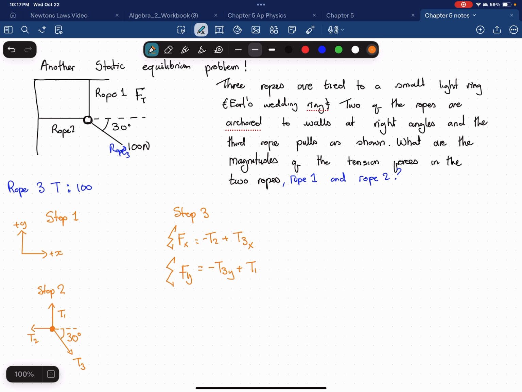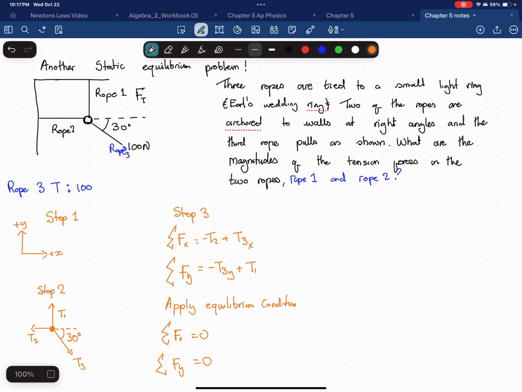Now for equilibrium problems, because we see our ring is not moving. It's static. It's tied to the ropes and it's not moving. So we can apply our equilibrium condition. And so we're saying F of x is equal to 0, F of y is equal to 0.